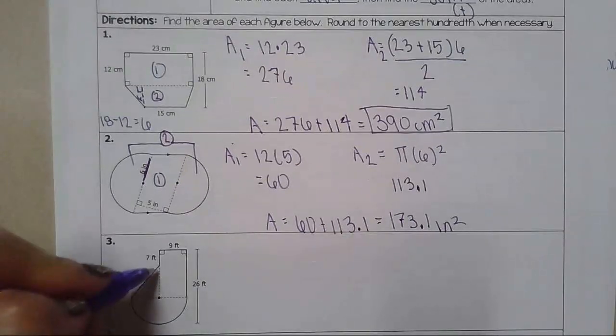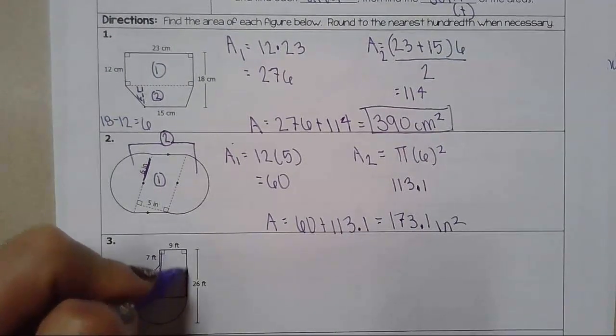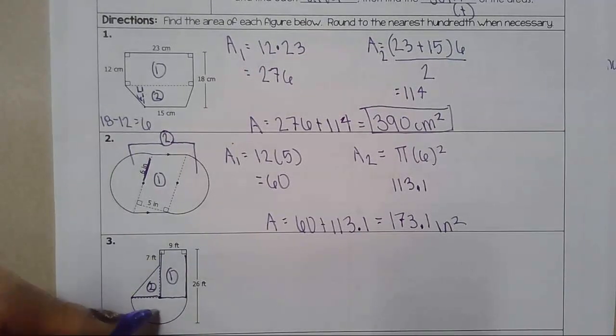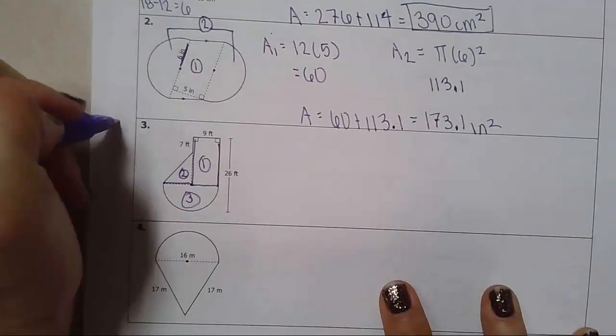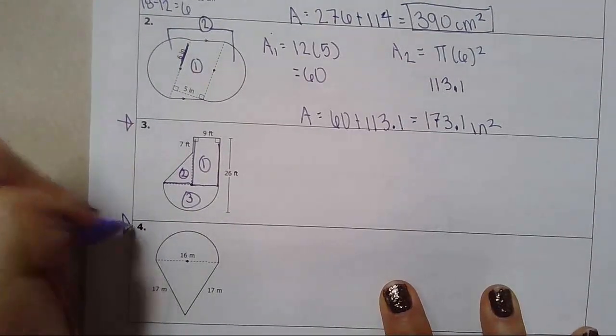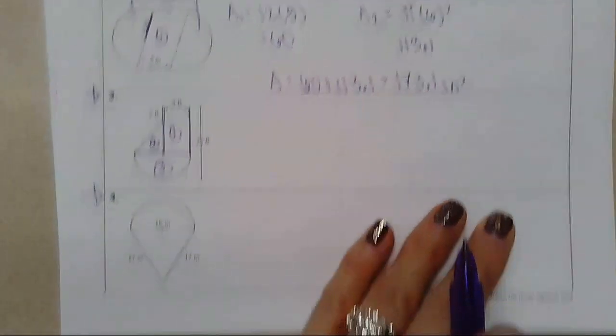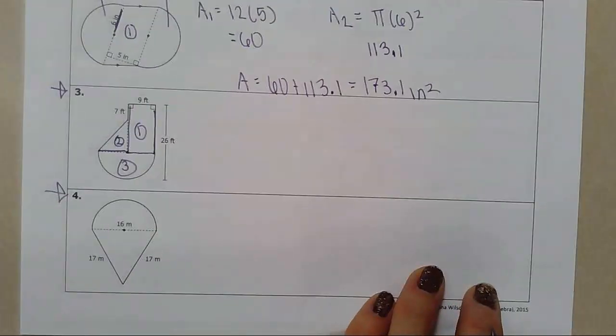Okay, I'm going to give you a hint. This is 1, this is 2, and this is 3. And I want you to try number 3 and number 4. And then that's it for your notes today. Mrs. D will give you, see, nice blank page. She will give you the homework, and hopefully this is making some sense.